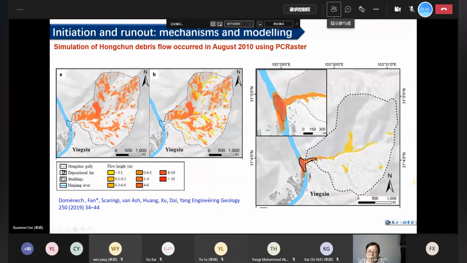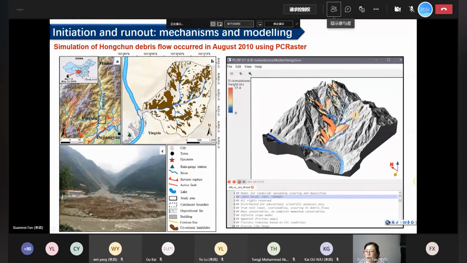And this paper was published in 2019. For this model, we also shared our code. It was developed based on the PCRaster open access platform. So if you are interested in debris flow simulation, especially in post-earthquake situations, you are welcome to check the paper and download the code to run it in your own area.